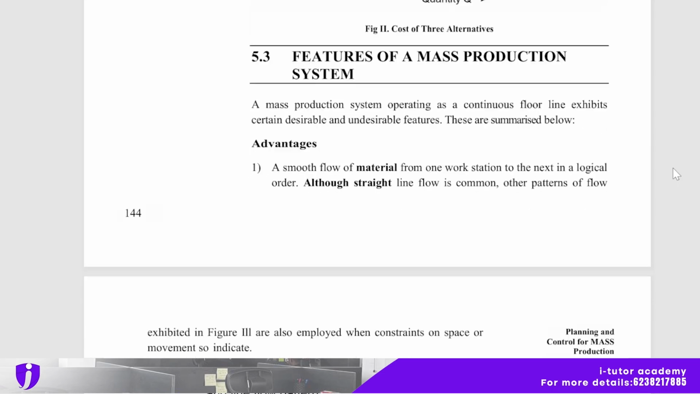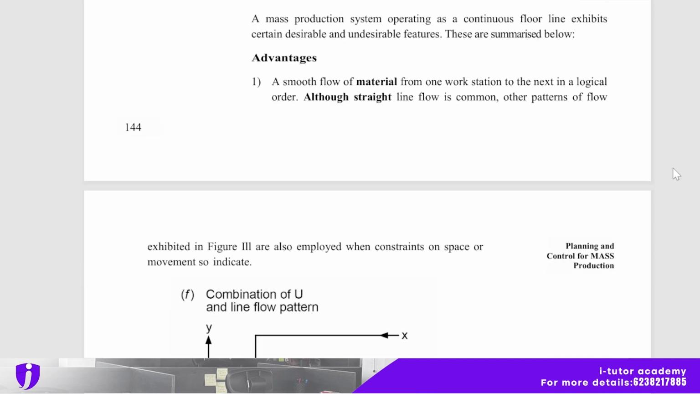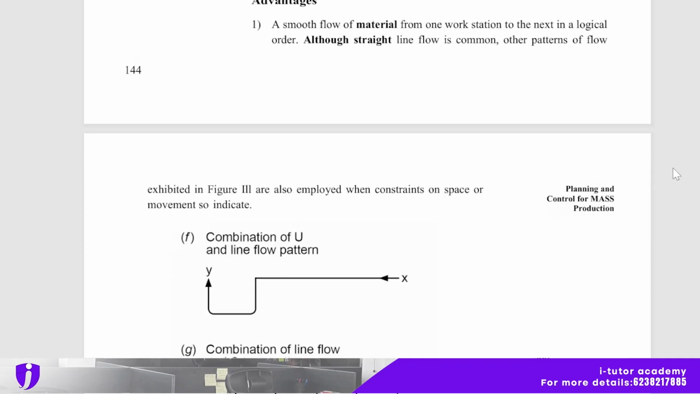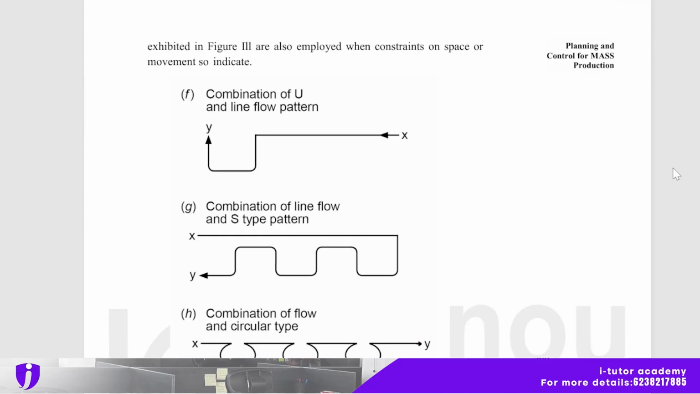Next one is features of the mass production system. What are the features? A mass production system operating as a continuous flow line exhibits certain desirable and undesirable features. These are summarized below. Advantages: what are the advantages? The first one is a smooth flow of material from one workstation to the next in a logical order. Although the straight line flow is common, other patterns of flow exhibited in Figure 3 are also employed when constraints on space or movement so indicate.